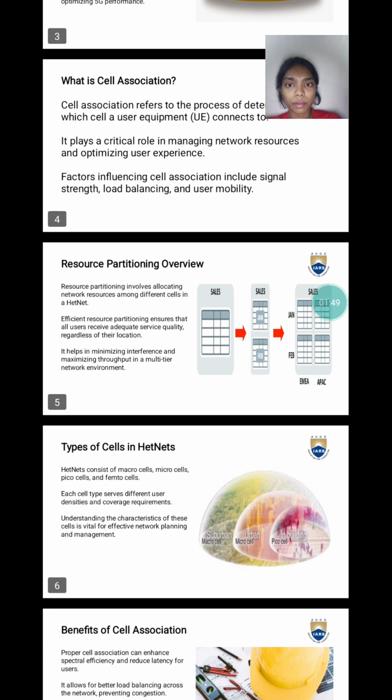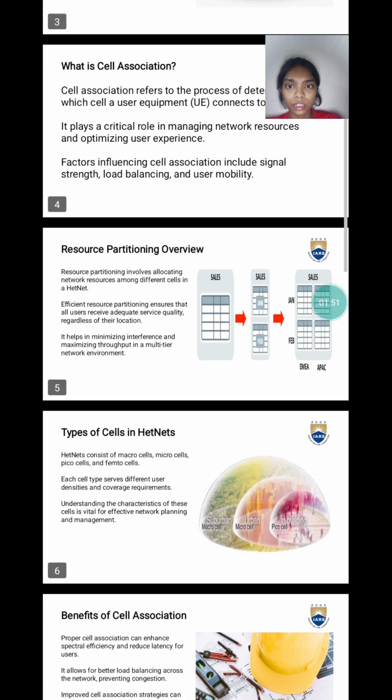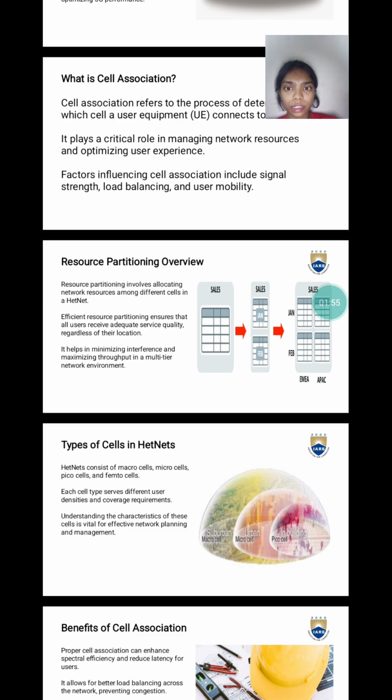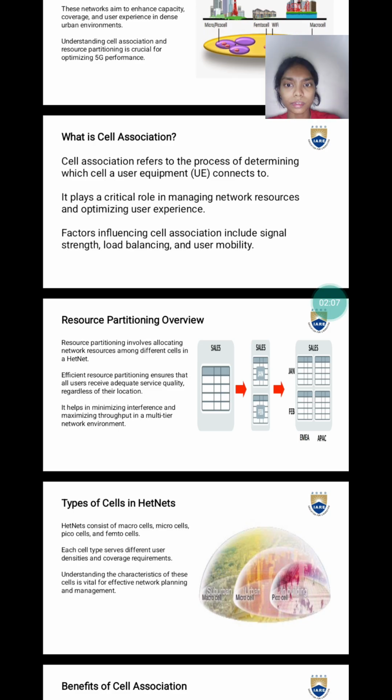Now the resource partitioning overview. Resource partitioning involves allocating network resources among different cells in a HETNET. Efficient resource partitioning ensures that all users receive adequate service quality regardless of their location. It helps in minimizing interference and maximizing throughput in multi-network environments.